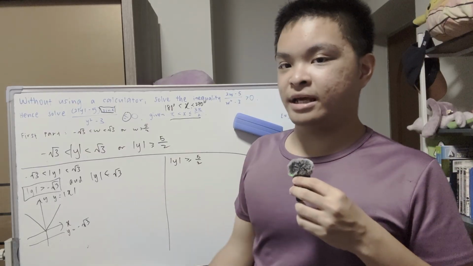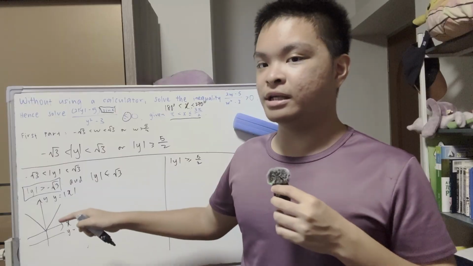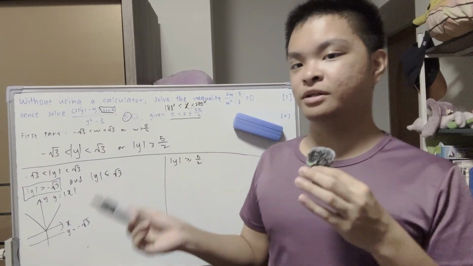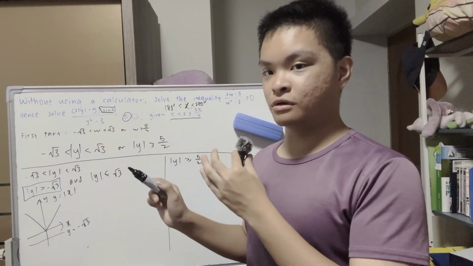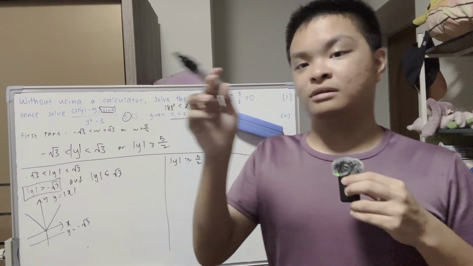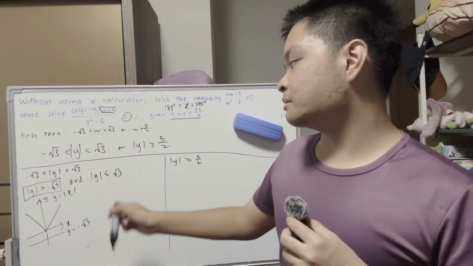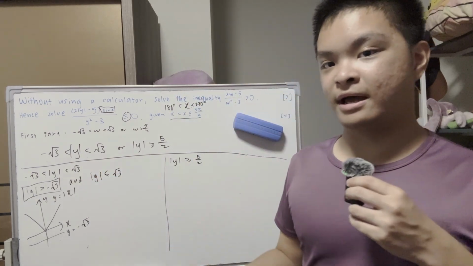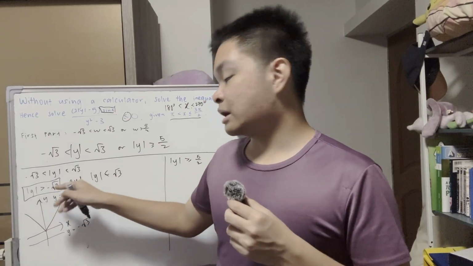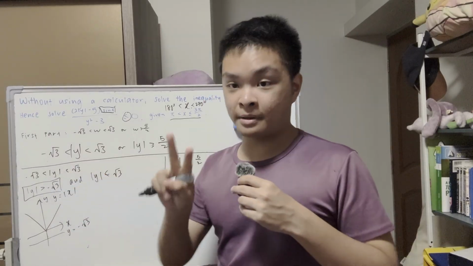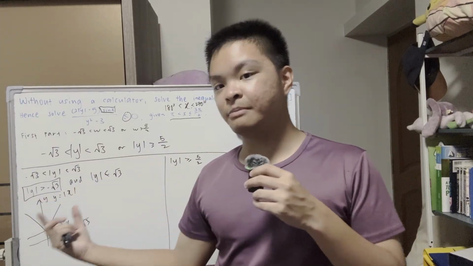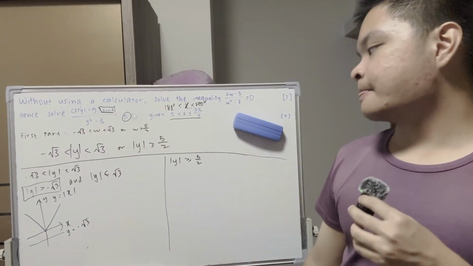Because what we are saying when we do this inequality, where modulus y is in between negative square root 3 and positive square root 3, is we are seeing what conditions y must have, or what inequality y must have. In this case, we are breaking them down into two parts, one where we tackle the negative part and one where we tackle the positive part.